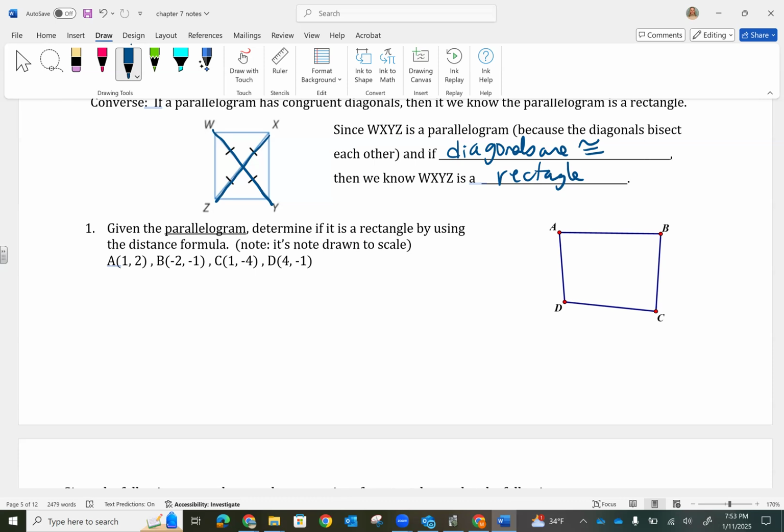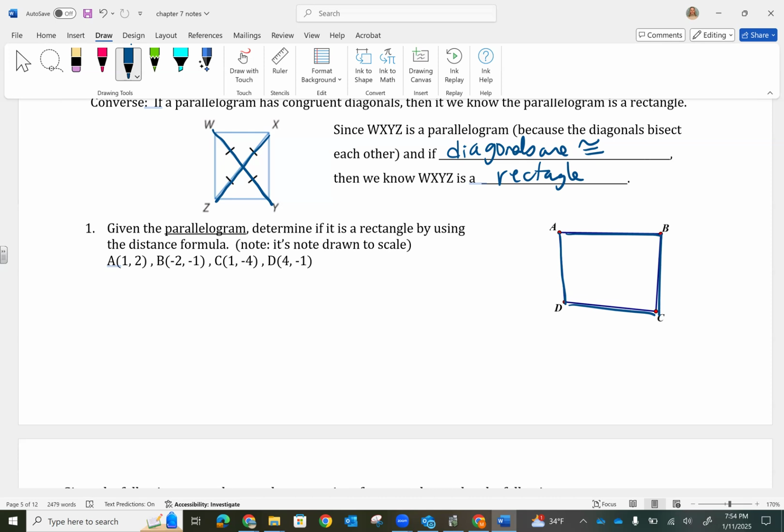I'm telling you, this is at least a parallelogram. Opposite sides are parallel. And if you don't believe me, find the slope of each of these lines that are opposite from each other. Find this slope, find the top and the bottom, and you'll see that opposite sides are parallel. So we're going to skip that step on this problem.